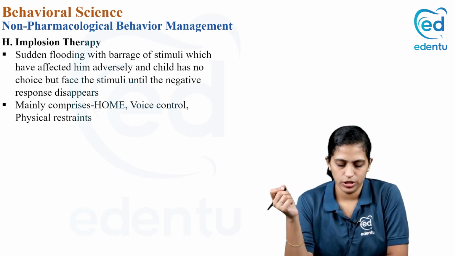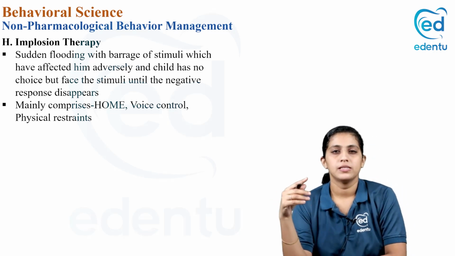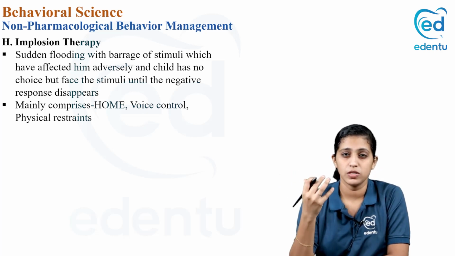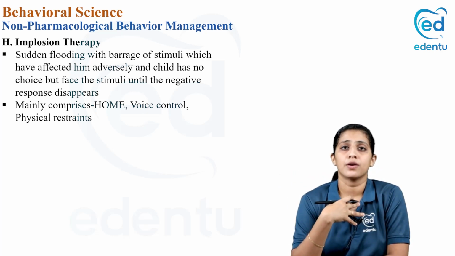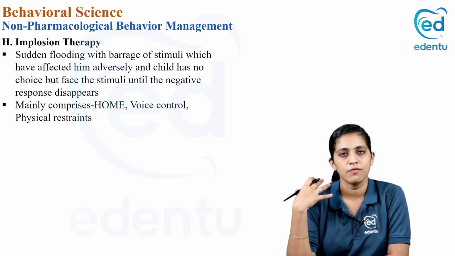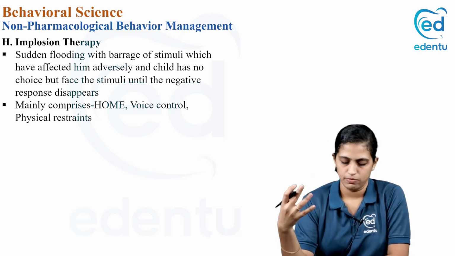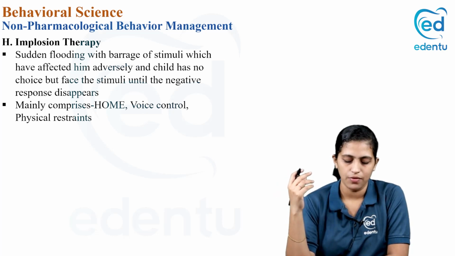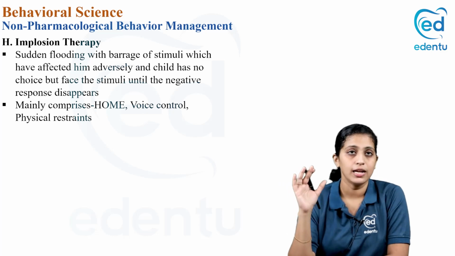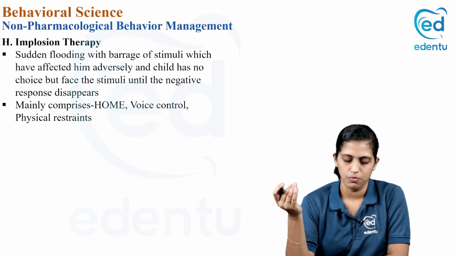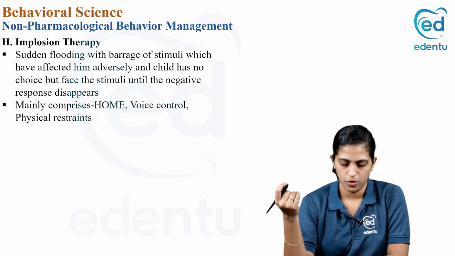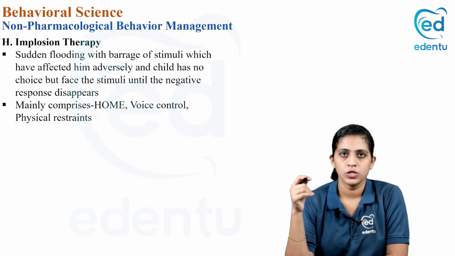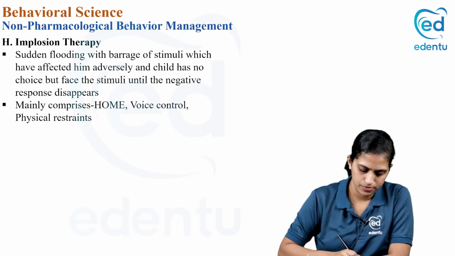Next is implosion therapy. Implosion therapy is when we suddenly flood the child with stimuli in such a way that they cannot run away from them, and have no choice but to accept them. It is sudden flooding with a barrage of stimuli which have affected him adversely, and the child has no choice but to face the stimuli until the negative response disappears. It mainly consists of HOME, voice control and physical restraints.